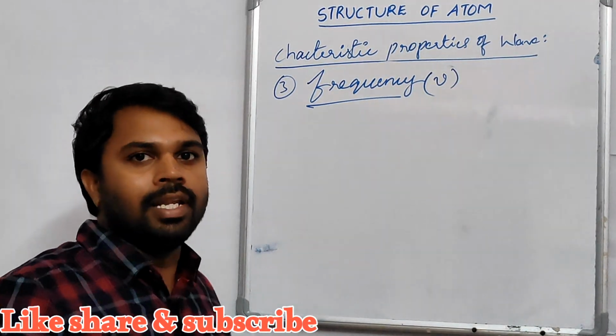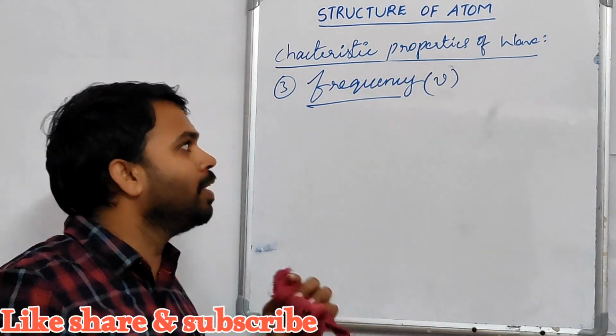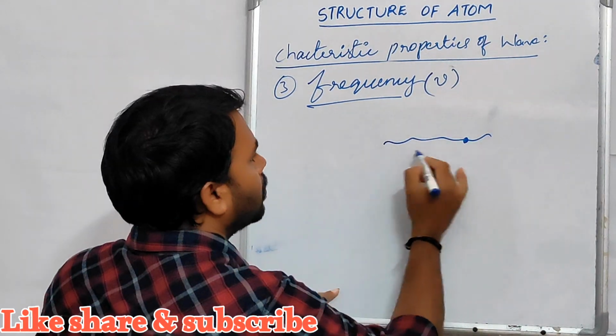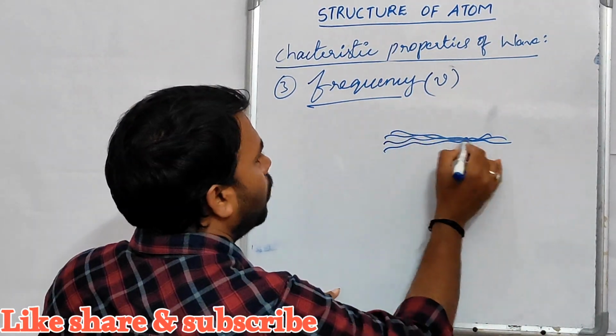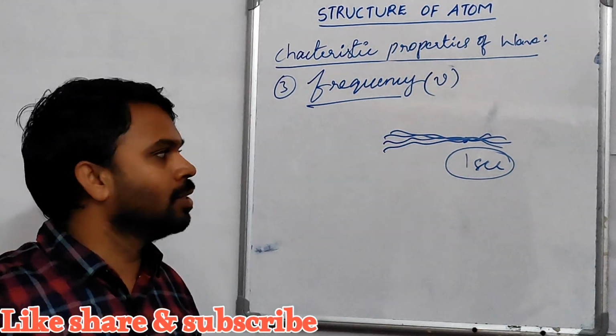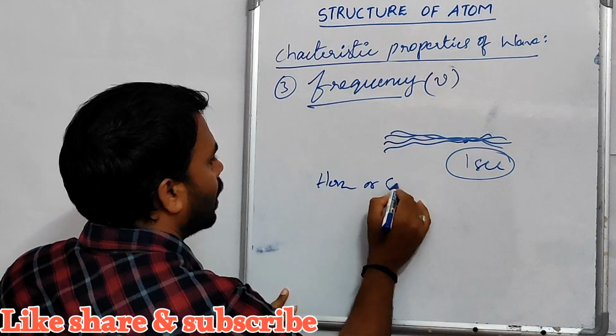It is the number of waves passing through a particular point in 1 second, and that is called frequency. For example, this is a point. The number of waves passing through this particular point in 1 second is called frequency. Units are hertz or second inverse.